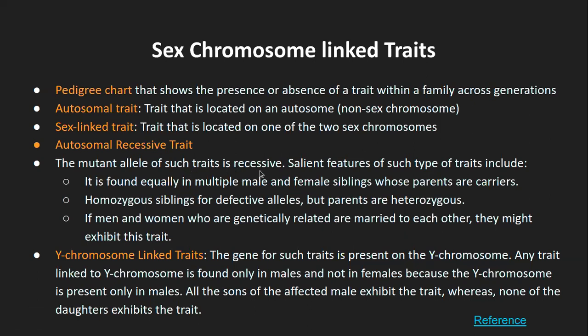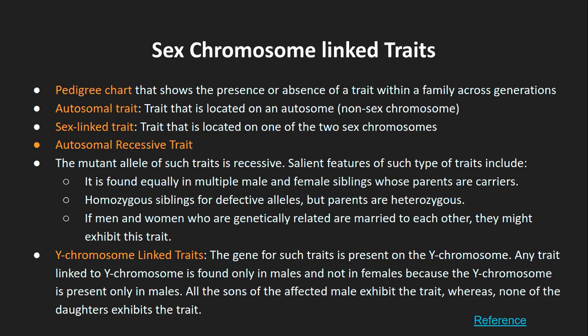They are always recessive, and a few features of this type of trait include that it is found equally in multiple male and female siblings. Why are they found in male and female siblings? The reason is that it is autosomal and it is recessive. Half of the set comes from the mother, half from the father, so the possibility of offspring having this is always equal, whether it is a male child or a female child. It is always going to be equal because these are autosomal traits, right?